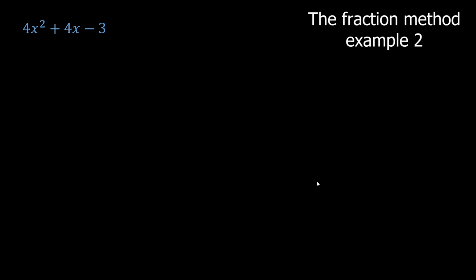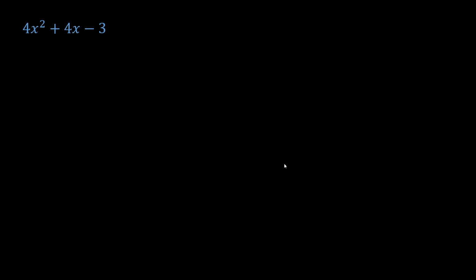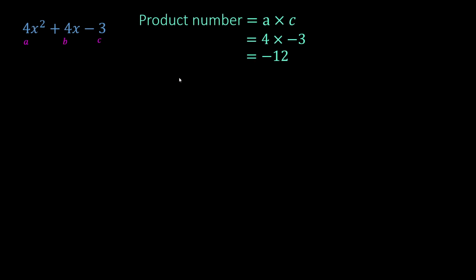Example 2, the 4x squared plus 4x take 3. Okay, so step number 1, we need to get the product number. 4 times negative 3. Okay, 4 times negative 3 is negative 12. Find the factors of this number. So we've got 1 and 12. We've got 2 and 6. 3 and 4. Now let's look at these signs. We need a negative 12. So the product must be a negative 12.